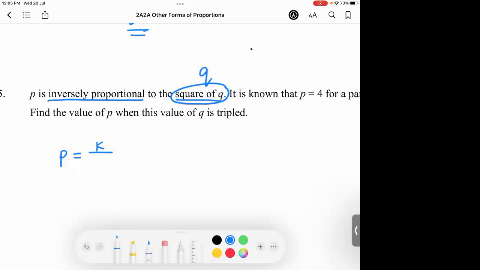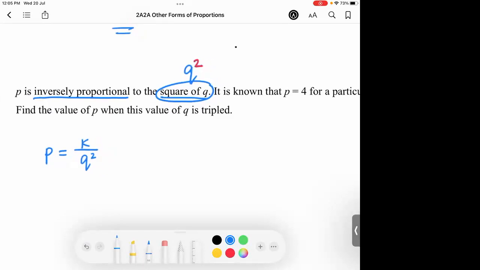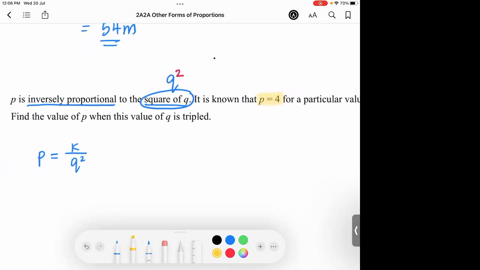Hurry up. Square of Q, Q square. Correct. Must remember to square the thing. So this is Q square. They tell me it's known that P equals 4 for a particular value of Q. So I know P is the number 4. Find the value of P when this value of Q is tripled.